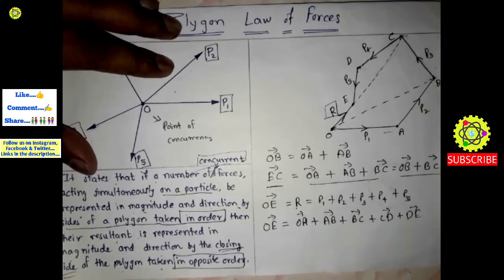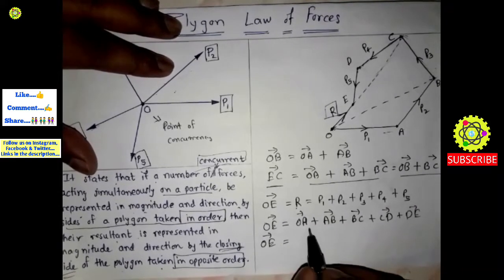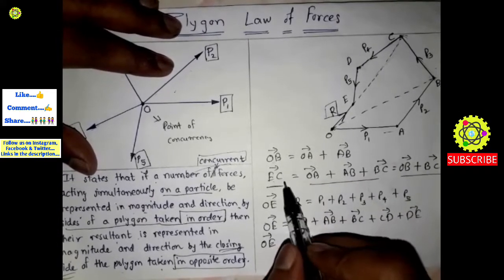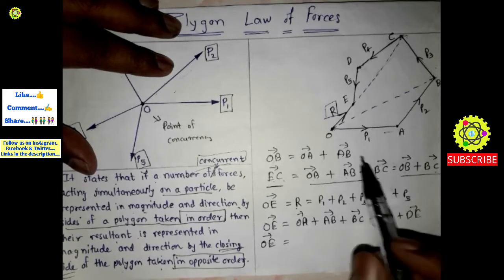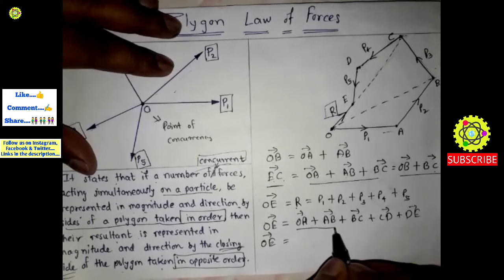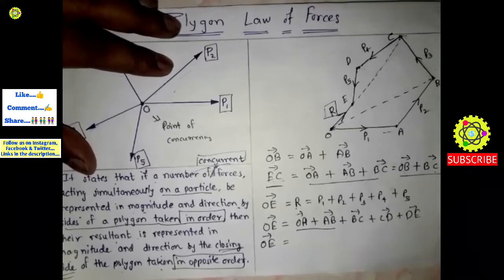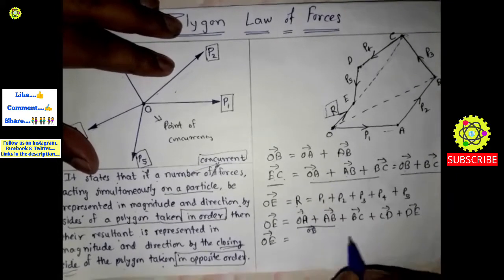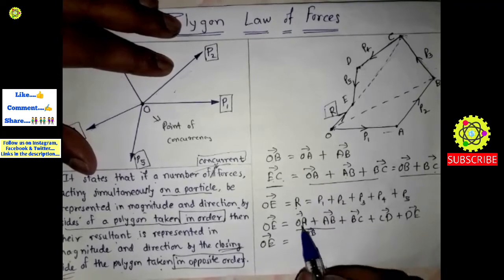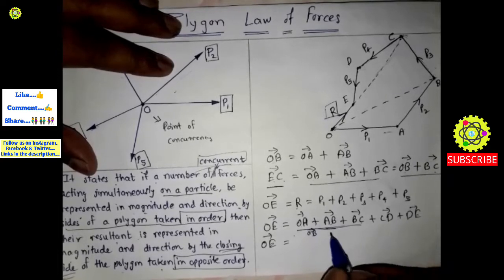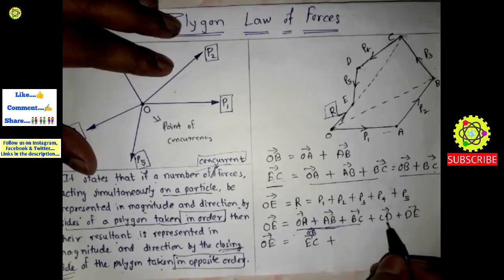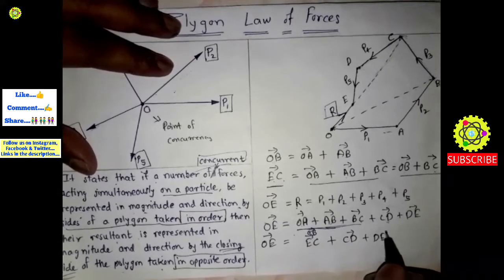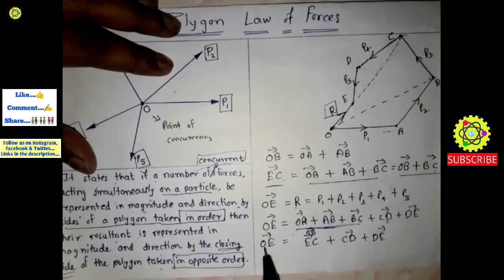plus DE vector. Now see here, OE vector is equal to OA plus AB vector, which we have taken as OB vector. Then EC vector is equal to OA plus AB plus BC. From this we have got OB vector plus BC vector. So we can combine all these vectors: OA, AB and BC all together give OB vector plus BC, and another term, EC vector plus CD vector plus DE vector. From that we will get the OE vector.